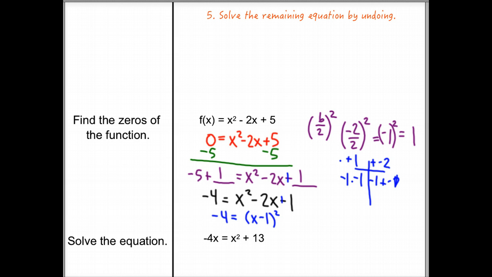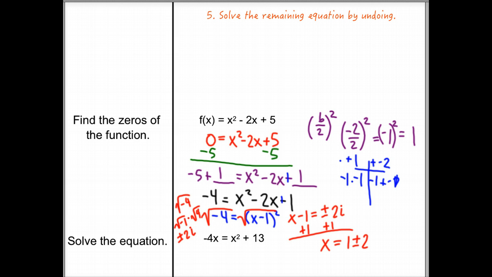Now we solve by undoing, so we square root both sides. And this is where we have our imaginary numbers. We have the square root of a negative 4. So what we really have is x minus 1 is equal to, and I want you to remember that the square root of negative 4 can be written as the square root of negative 1 times the square root of 4. So really that's plus or minus 2i. Add 1 to both sides. So our solution here is going to be x equals 1 plus or minus 2i.